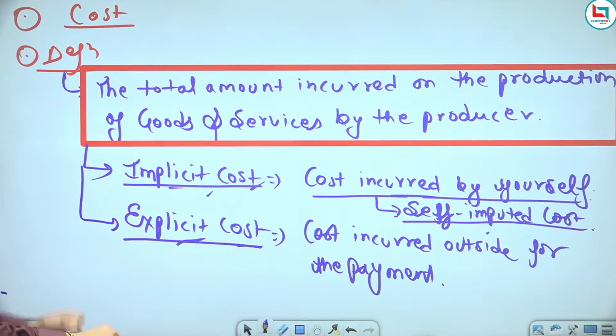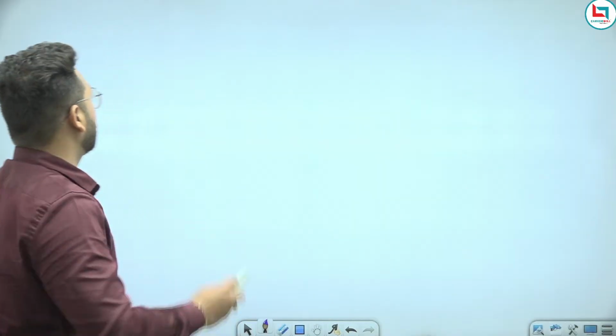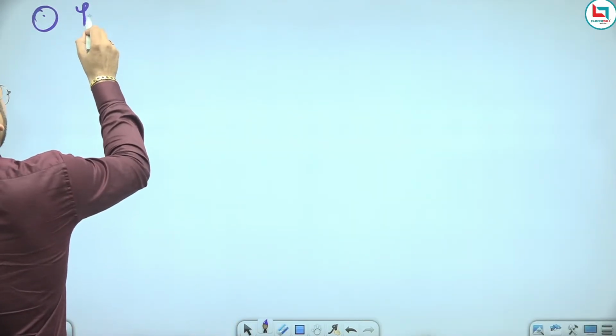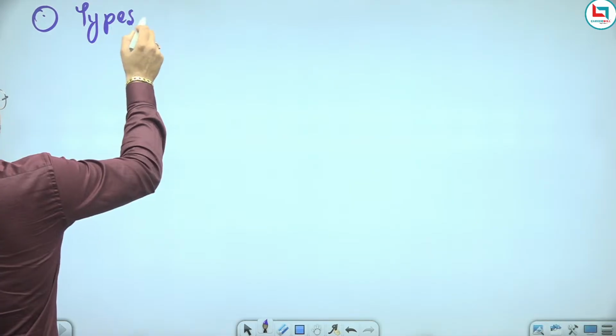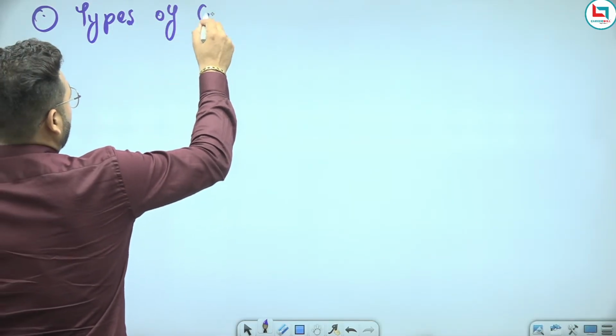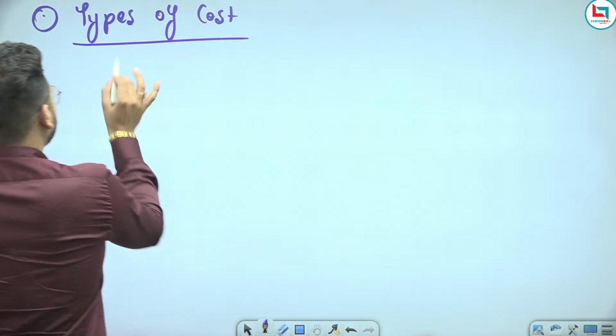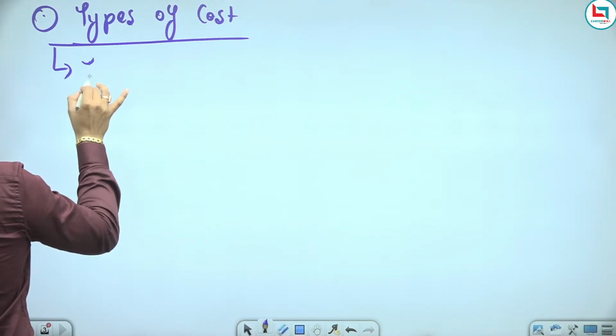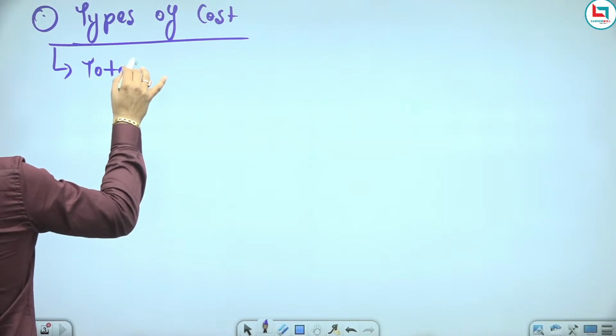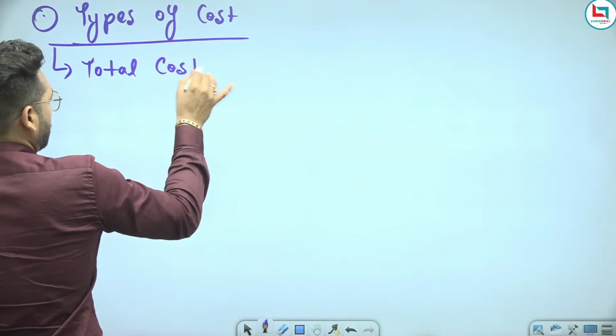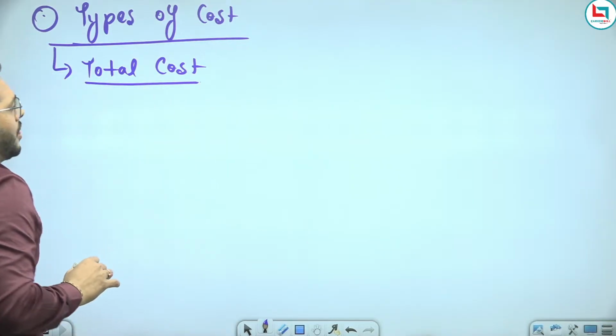Now, secondly, you need to understand one thing, that you have studied about the theory of cost. Now you need to understand what are the types of cost. So first, you need to understand types of cost. The first one is what? Total cost. What do you mean by this total cost?